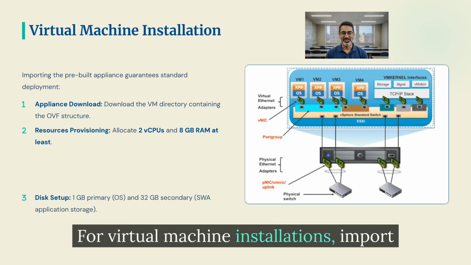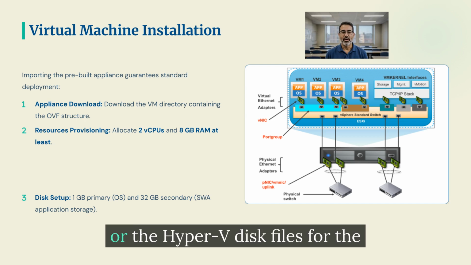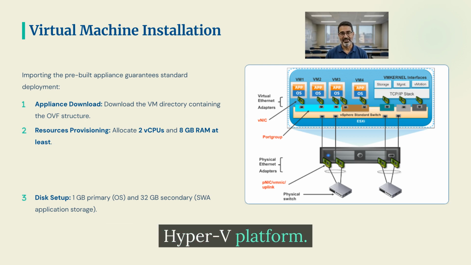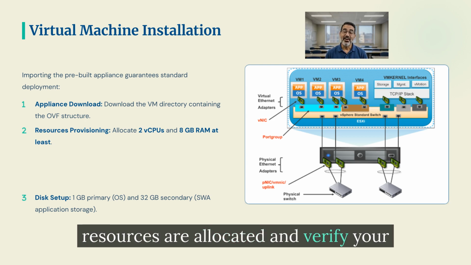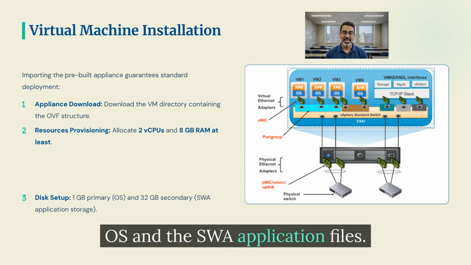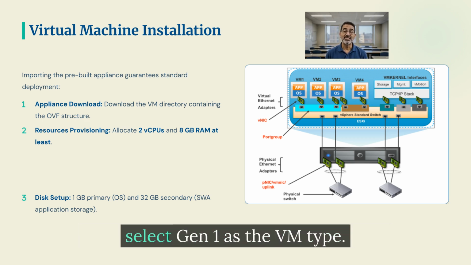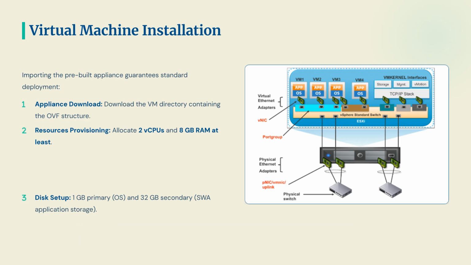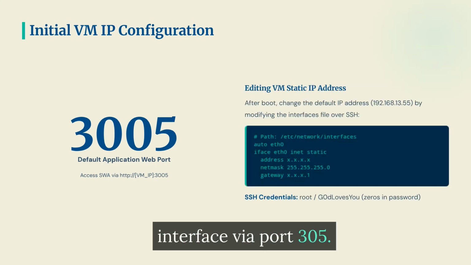For virtual machine installations, import the OVF files for the VMware platform or the Hyper-V disk files for the Hyper-V platform. Ensure adequate CPU and RAM resources are allocated, and verify your disk storage configuration for both the OS and the SWA application files. 2 disks must be imported. When using Hyper-V, make sure to select Gen 1 as the VM type. Once the VM is running, access the web interface via port 3005.